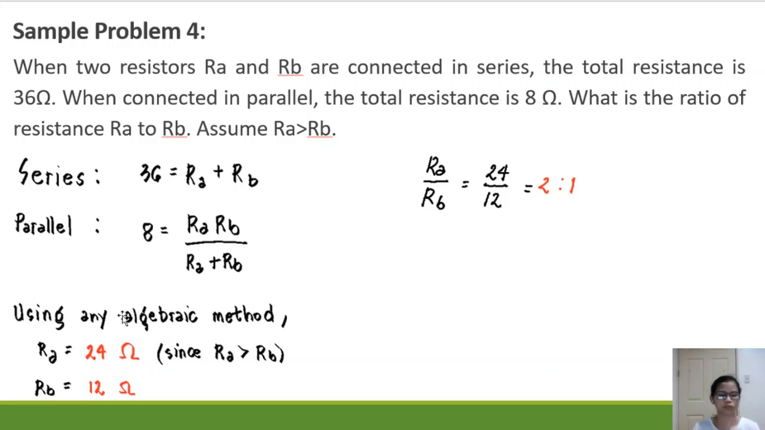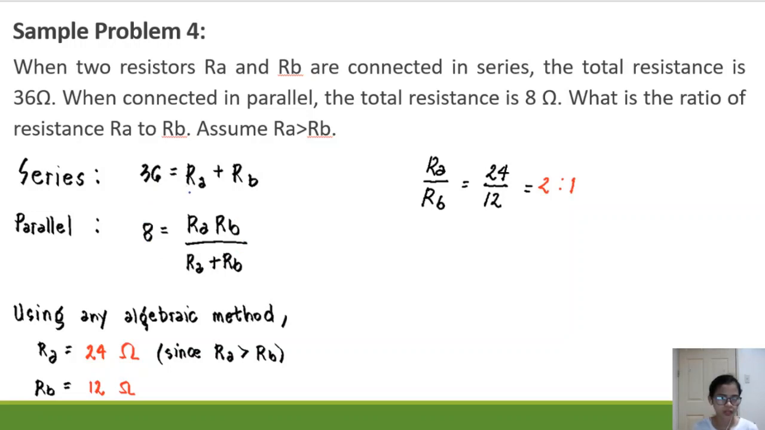Now how about this one? When two resistors RA and RB are connected in series, the total resistance is 36 ohms. If they are connected in parallel, the total resistance is 8 ohms. What is the ratio of resistance RA to RB, assuming RA is greater than RB? If they are in series, what will be the formula? Just add them. If they are in parallel, what is the formula? Do this one.